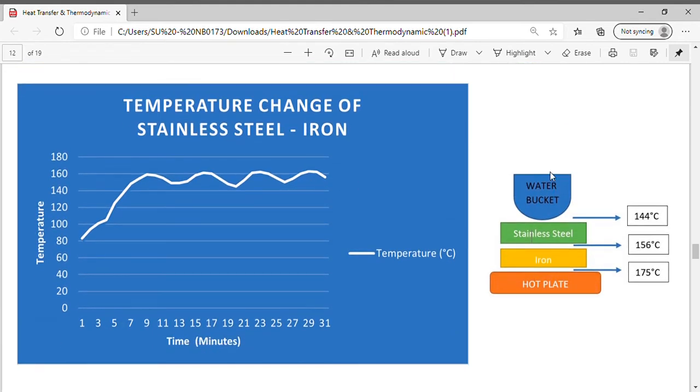The last sandwich is the combination of stainless steel and iron, and I received a steady state temperature at location 2 of 156 Celsius. The graph is similar to the iron.